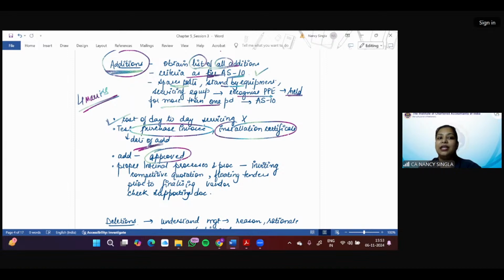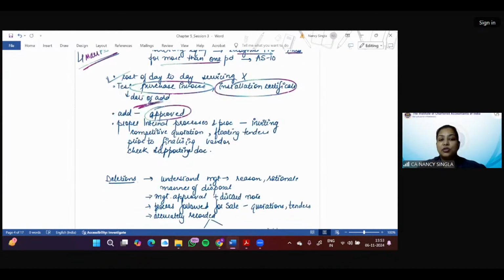So that is why the auditor will check that prior to finalizing the vendor, there should be a proper internal process and procedure for inviting competitive quotations from various prospective sellers and floating tenders, and that should be prior to finalizing the vendor. And he'll check all the supporting documents, like your mails, or any manual relating to the internal process. So he'll check all the supporting documents, right?